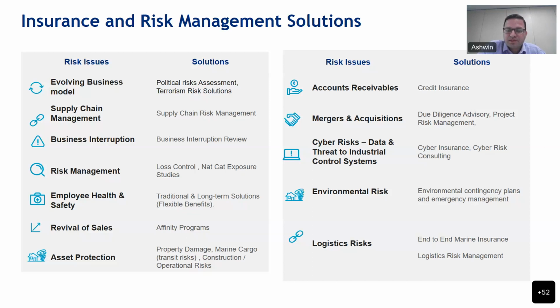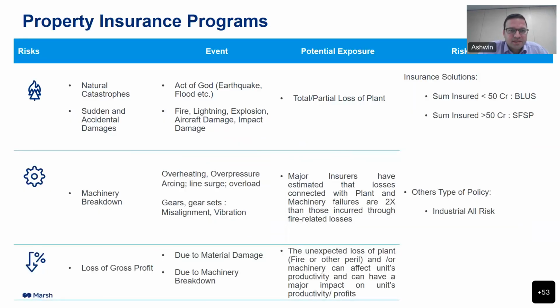Also logistic risk, where there are solutions in the form of end-to-end marine insurance, where the logistics are insured with the right amount and the right type of products. And there's also logistic risk management, which is a review of the risk, like how much your business could get impacted on account of the transits that are involved. So there are several areas which this slide talks about, where there are risks as well as solutions for different areas. And coming to the next slide, this slide talks about the property insurance.